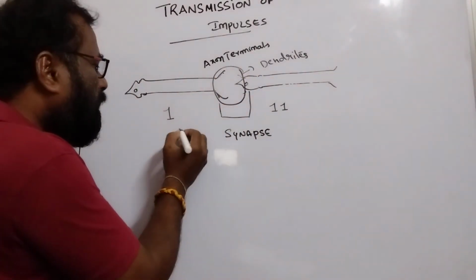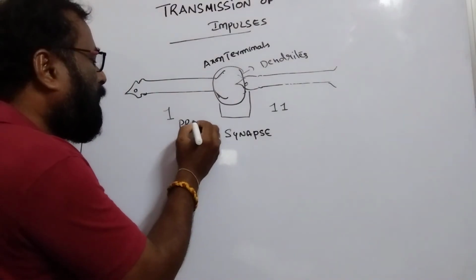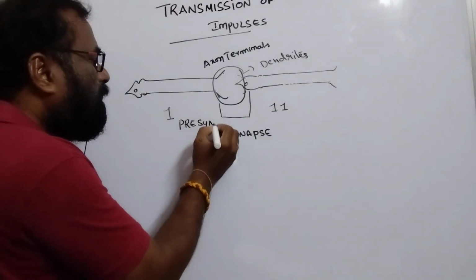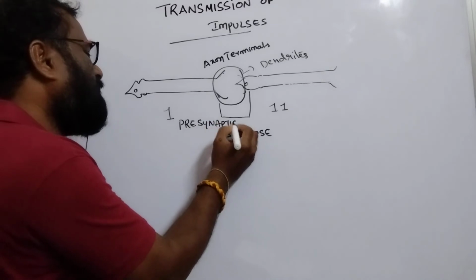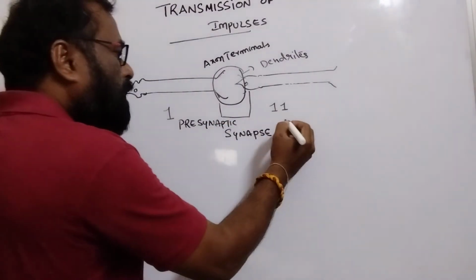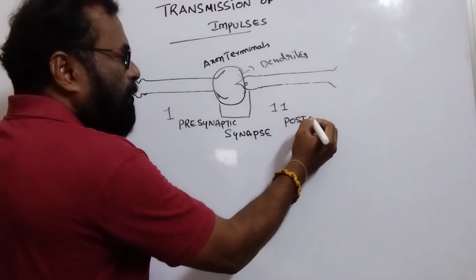This neuron is said to be the presynaptic neuron. This neuron is the postsynaptic neuron.